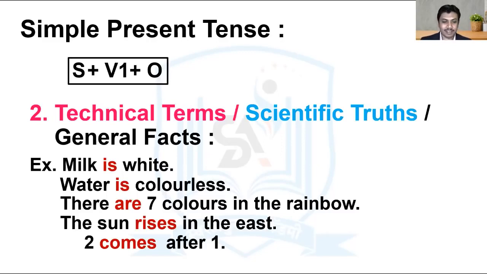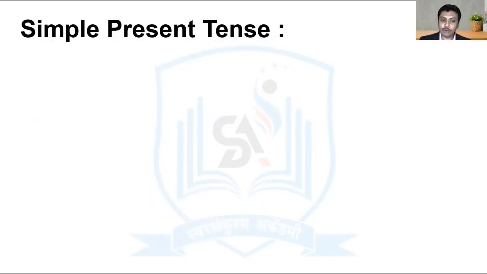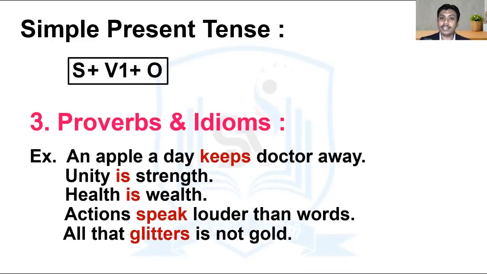Let's look at some examples. Milk is white. Yes, it's a fact. Water is colorless. Yes, it's a scientific truth. There are 7 colors in the rainbow. It's a fact again. The sun rises in the east. Yes. 2 comes after 1. Simple things to understand, isn't it? Try to understand this use and apply the knowledge wherever it is possible. Okay. Don't forget to understand the rule, subject plus V1 plus object, and the important rule that I have explained already. Now, next use of simple present tense, proverbs and idioms.